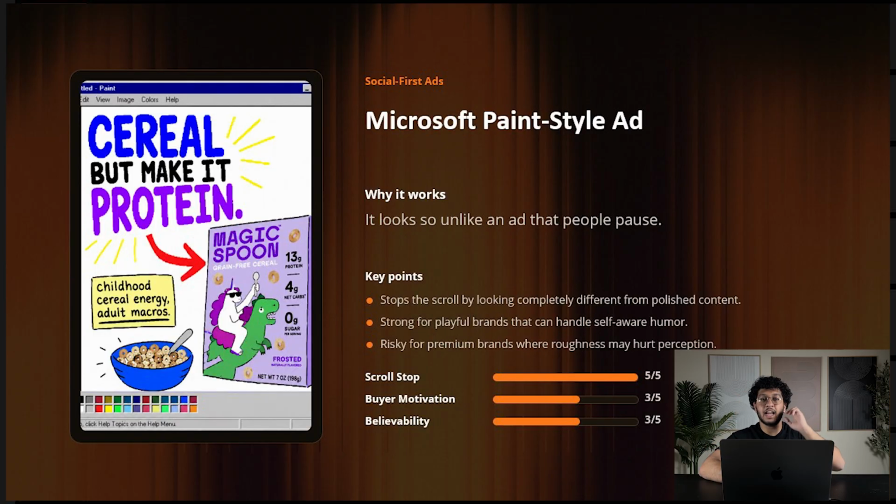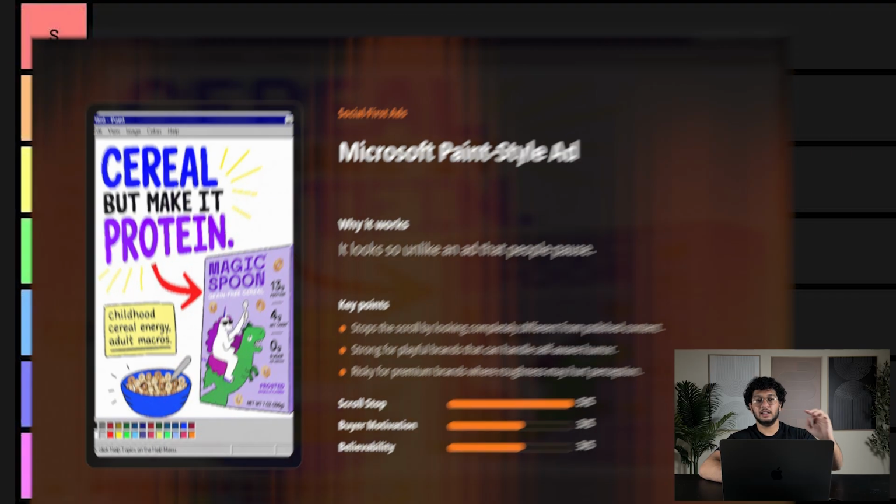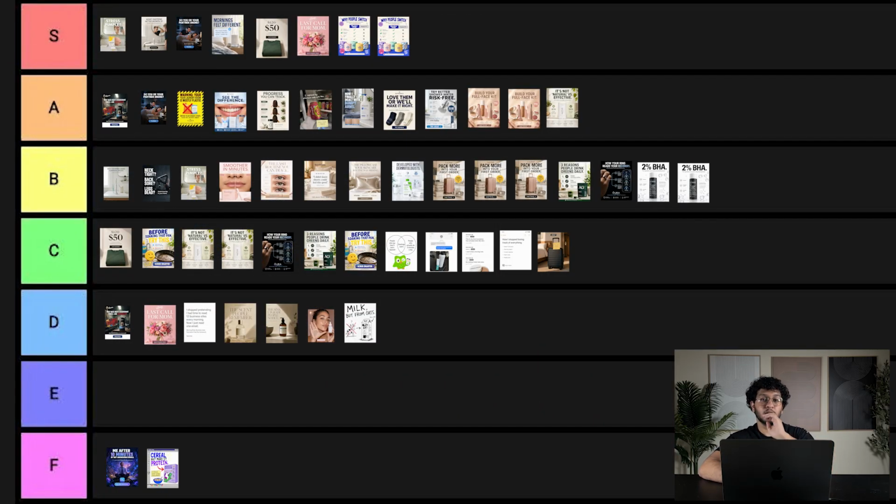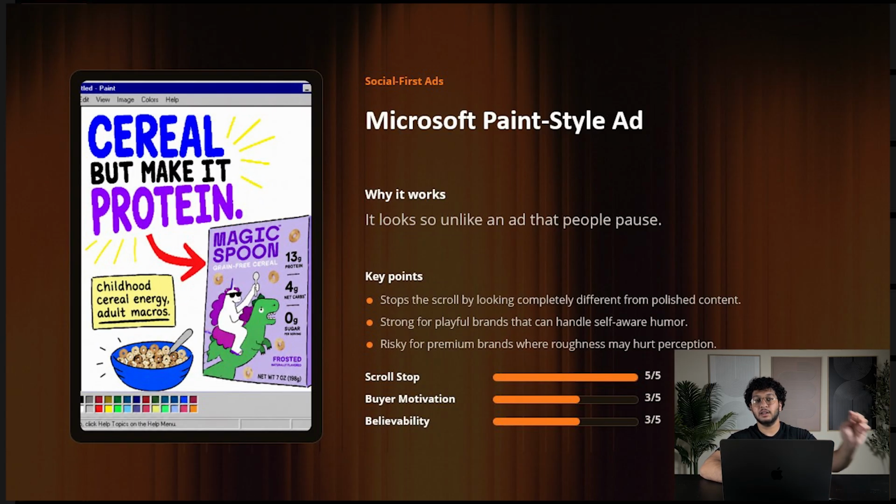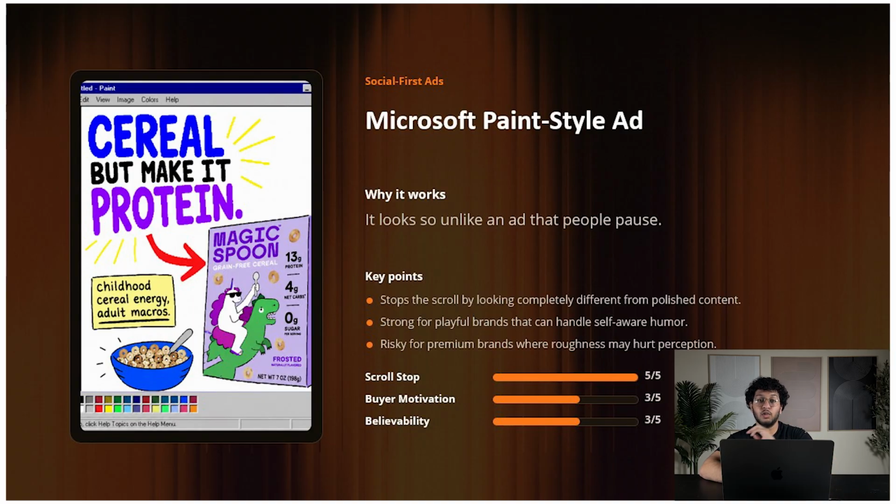D tier. Next is the Microsoft Paint style ad. This is F tier. It's a gimmick. It can work once for the right, playful brand, but most brands will make it feel forced. So yes, it stops the scroll, but the buyer motivation and believability are pretty weak. This is the kind of format people overrate because it looks different. Different does not always mean effective, so that's to go to F tier.